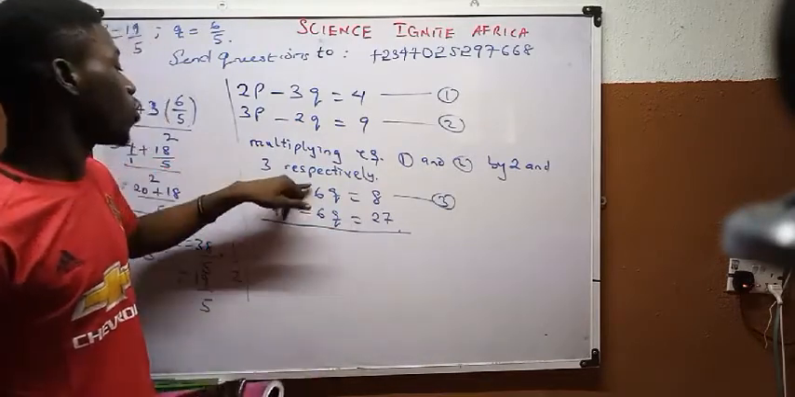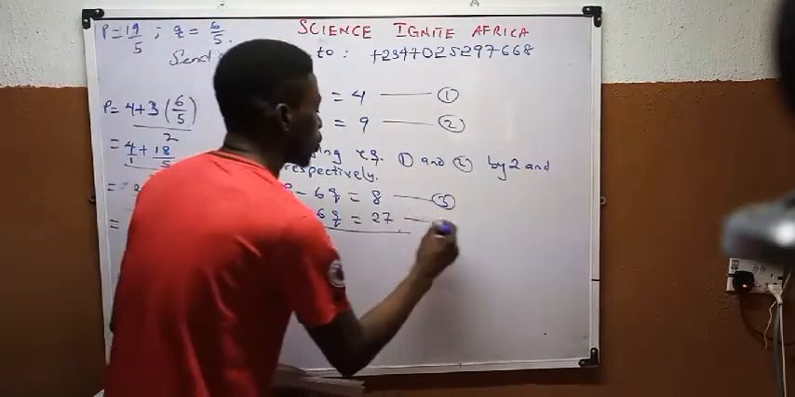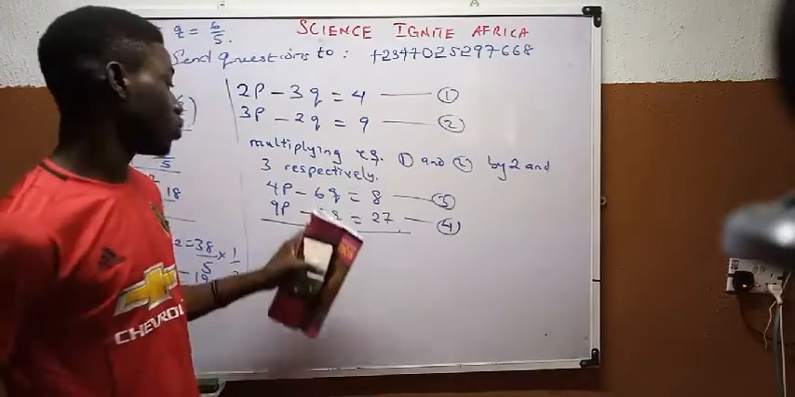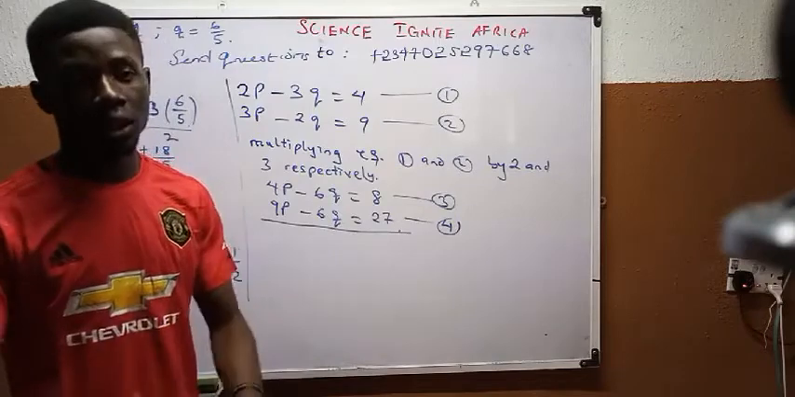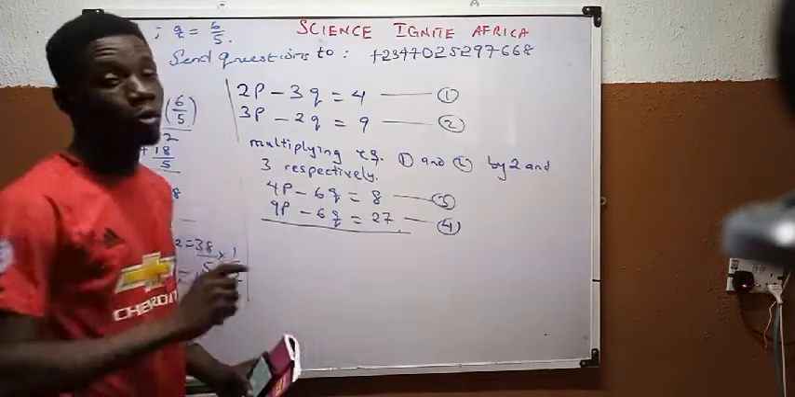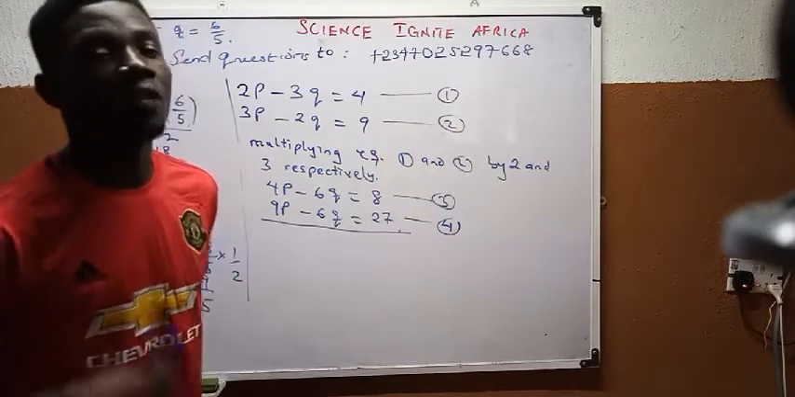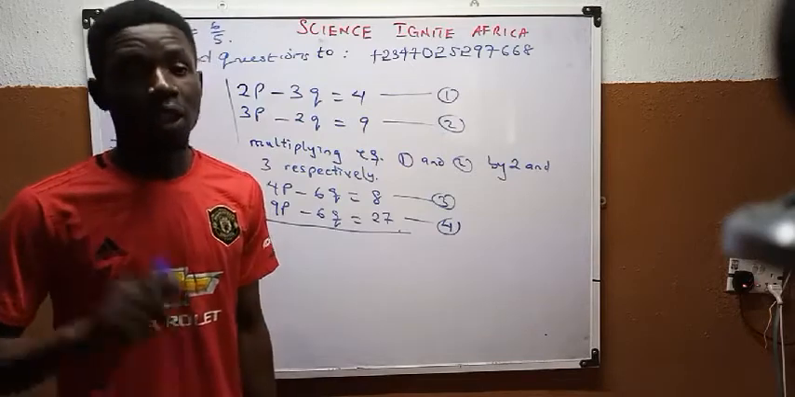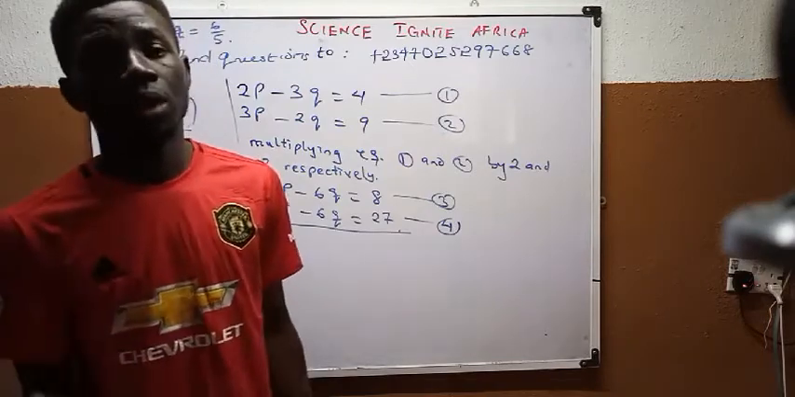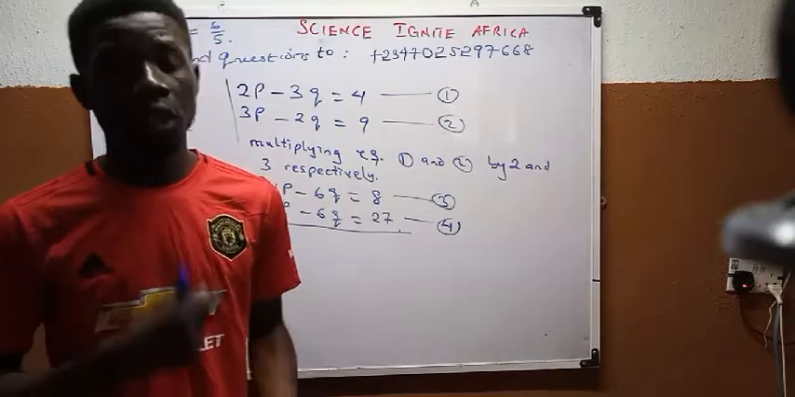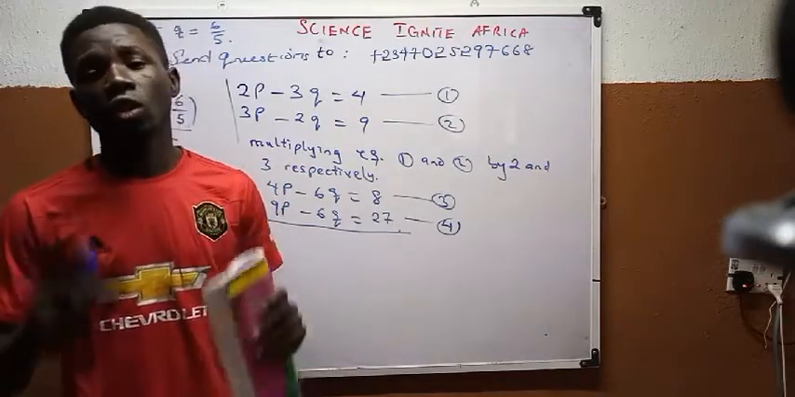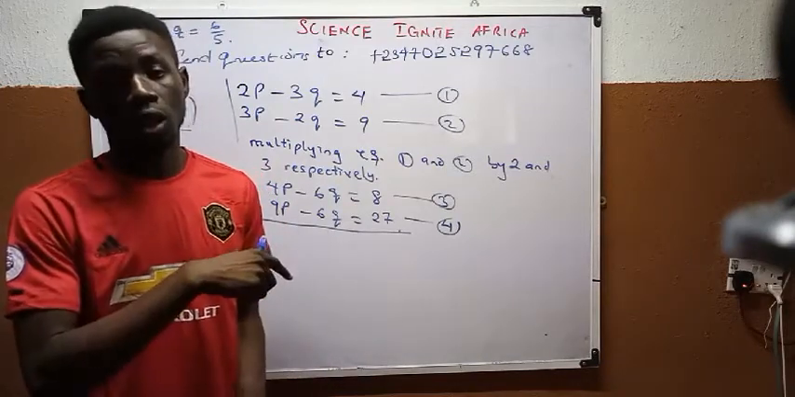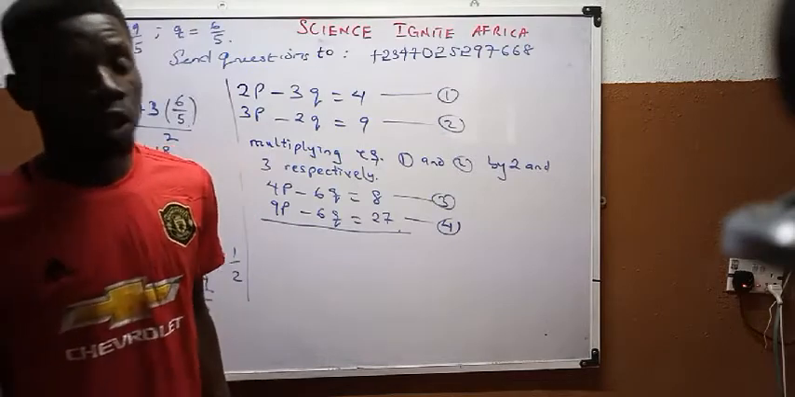The next thing is to check the signs. Now, for equation 3 and equation 4, if you check the coefficient of q, without considering the sign, we have 6 and 6, which implies that the coefficients are the same. If you look at the sign as well, they both have a negative sign, which means they have the same sign. So whenever you are eliminating and you have already ensured that the coefficients are the same, if the signs are the same, you subtract one equation from the other. If the signs are not the same, that is, if you have a positive sign in one equation and a negative sign in the other, then you add.